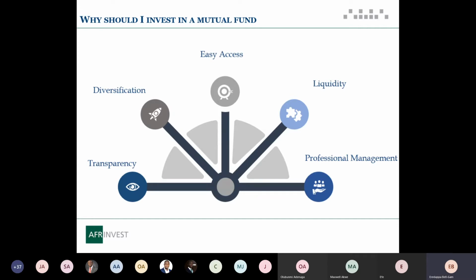Like I said earlier, let's say I had 500K and I wanted to buy shares of a company. The amount of units I'd be able to purchase would not be as good as what I would get if I invested that 500K in a mutual fund. Because when you invest in a mutual fund, it gives you access to a wider variety of instruments, rather than if you had gone on your own.